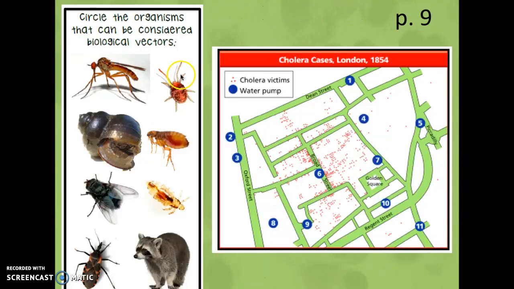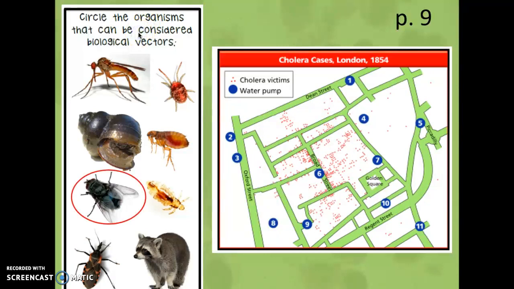On page 9, you have a little bit more information that we're going to finish completing. Now, we've talked about these cholera cases in one of our notes before, so that should be done already. But in case you did not do that, you could go ahead and analyze this picture based on the cholera victims, the red dots, and the water pump. So you're looking for the water pump that was the origin of this cholera outbreak. And on this side where you have the pictures of different organisms, you're going to look at which organisms can be considered biological vectors. So remember, biological vector is going to be an animal that can transmit a disease.